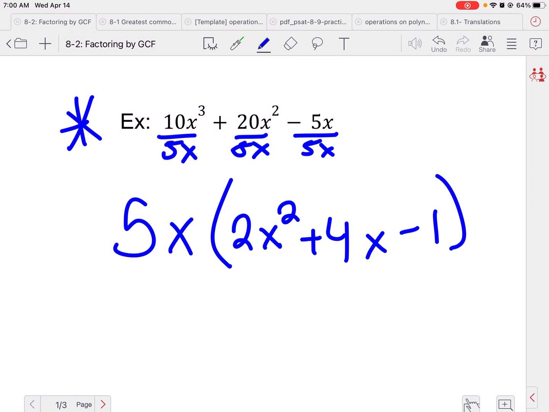Okay? So if the greatest common factor is everything in a piece, you have to put the 1 there as a placeholder, because otherwise if you multiplied there we wouldn't get the 5x. So we have to have the 1 there as a placeholder.